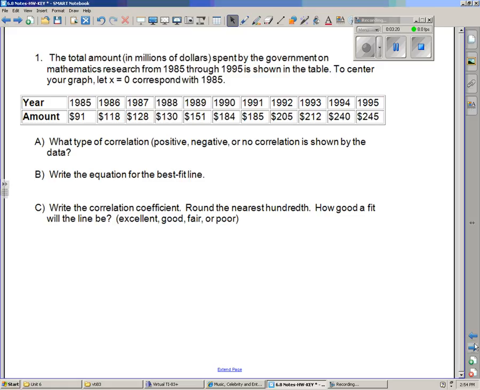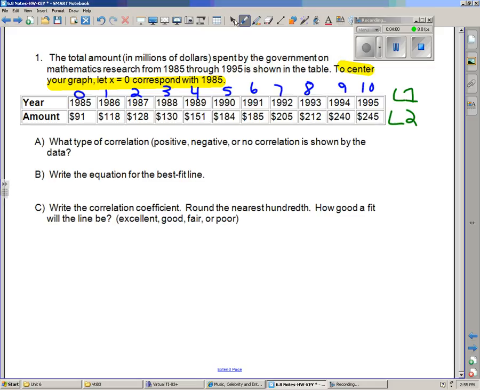Okay, so the total amount in millions of dollars spent by the government on mathematics research from the year 1985 to 1995 is shown in the table. We need to put these things into our calculator. The year is going to be considered our L1, and the amount of money is going to be considered the L2. To center our graph, let 1985 be year 0. So when you type stuff into your list 1, instead of typing in 1985, you're going to type in 0, 1, 2, 3, etc.